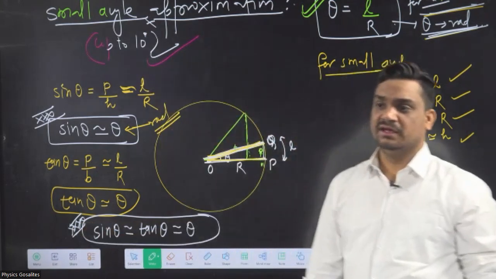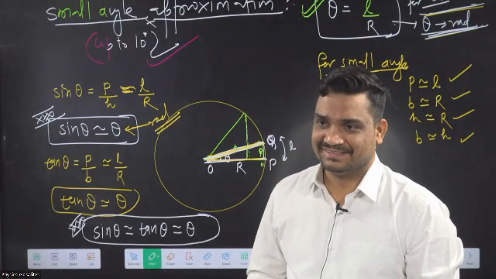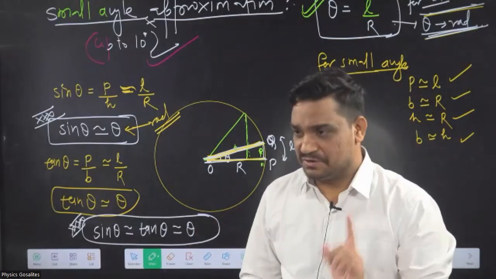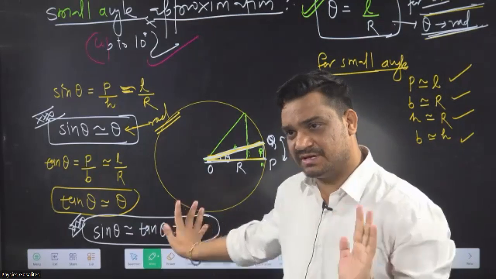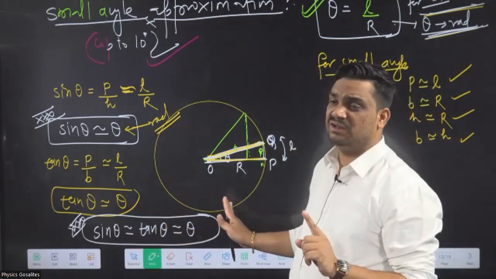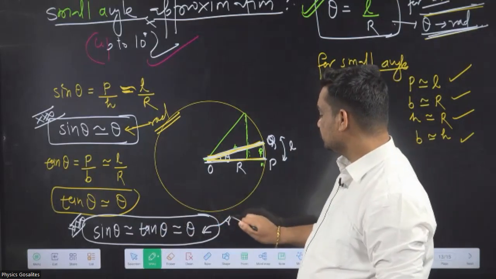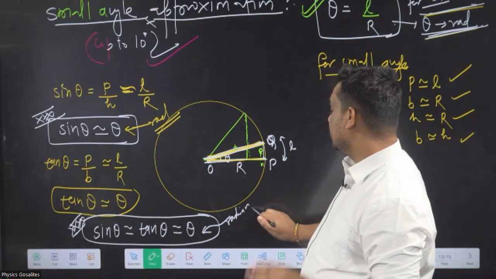If you work hard, then in 2 years, you will get the selection. Otherwise, you have to remember for 3 years or 4 years. I don't want that, you just have to remember for 2 years. Okay. Because we'll use it a lot. Sine theta, tan theta are almost the same, almost equal to theta, but theta should be in radian.